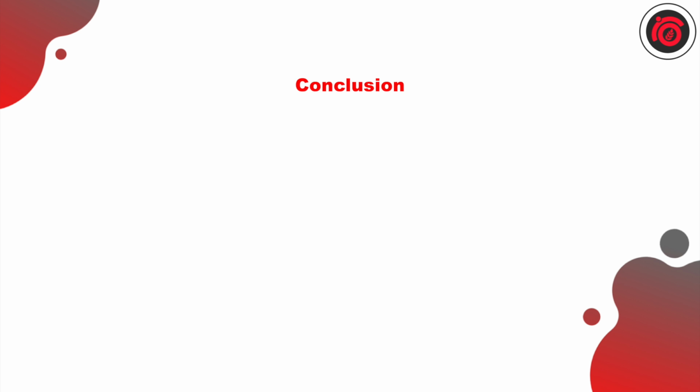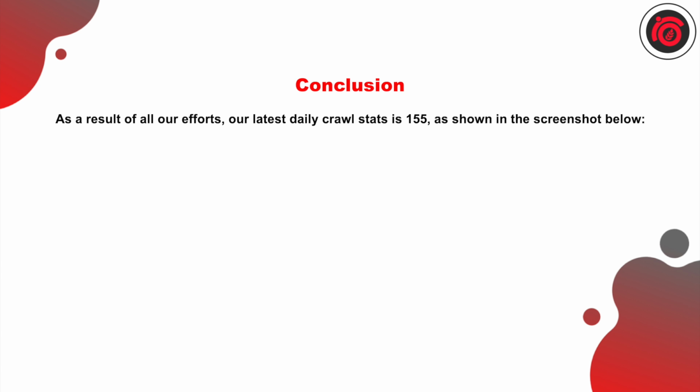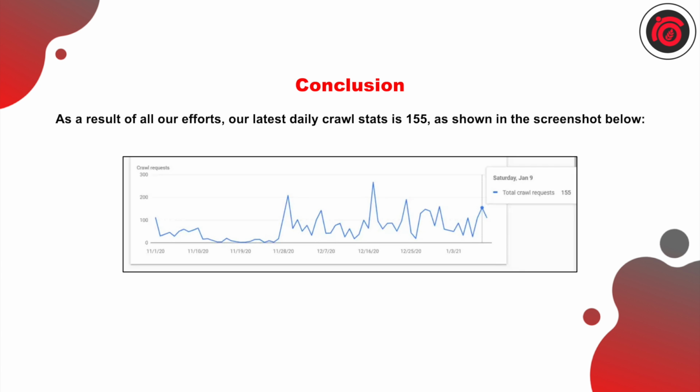Previously we had 55 crawl requests per day, but that was on January 8. Now on January 9 you can see that the crawl requests have increased to 155. So instantly our crawl requests have increased after doing all these optimizations. Now let's see what our crawl budget score is. Before doing that, we also have to check how many pages are now in the Google index.